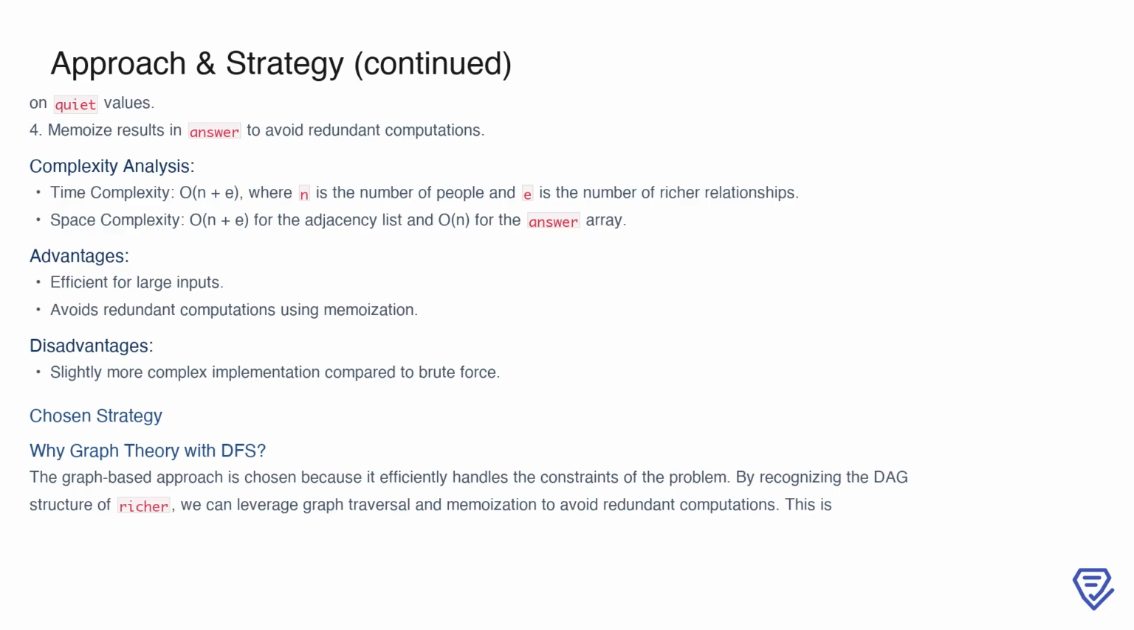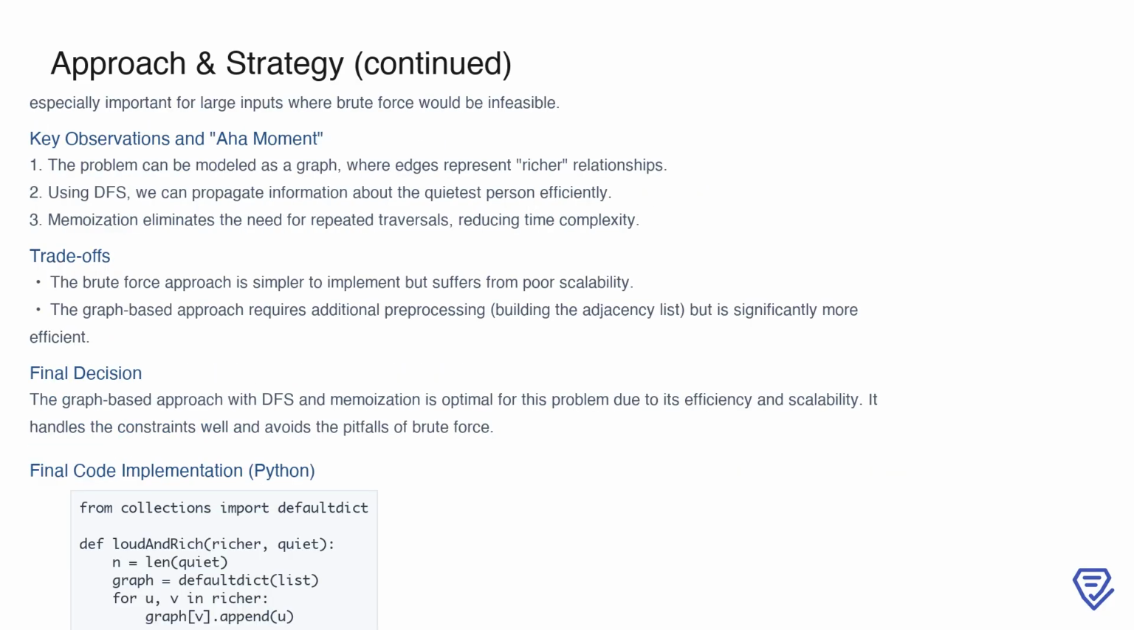The decision to use a graph-based approach was driven by its ability to handle large-scale inputs effectively. By recognizing that the richer relationships form a DAG, we can utilize graph traversal techniques to propagate information efficiently. Memoization is a key advantage here, as it minimizes redundant work and significantly reduces the overall time complexity. Some key insights that led to this solution include recognizing that the problem can be modeled as a graph, using DFS to traverse the relationships, and leveraging memoization to streamline the process.